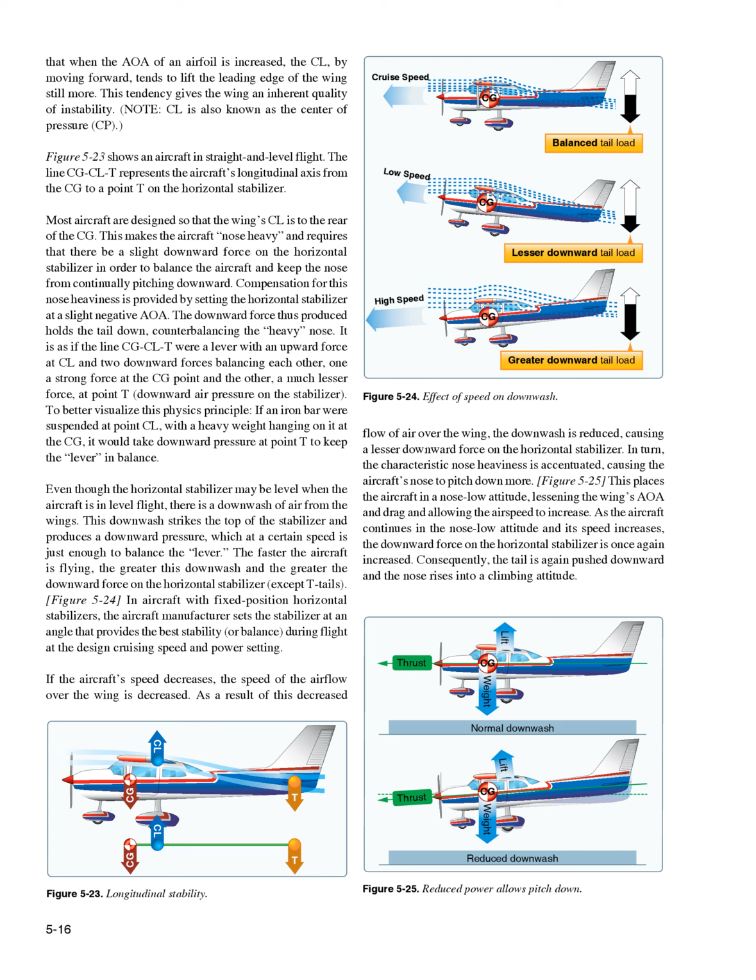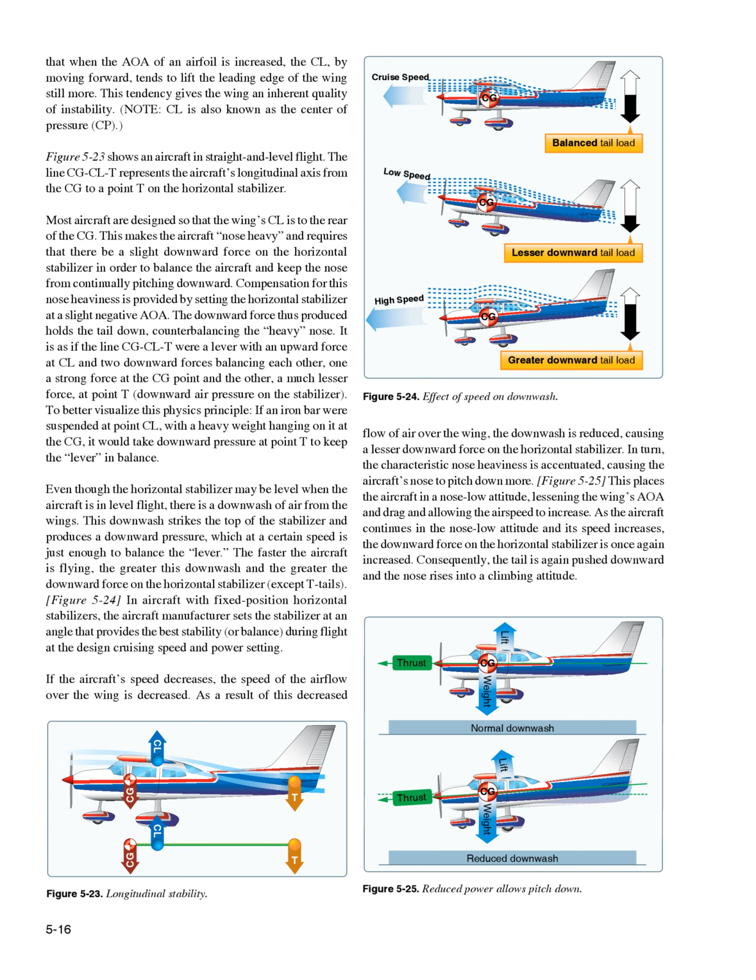Figure 5-23 shows an aircraft in straight and level flight. The line CG-CLT represents the aircraft's longitudinal axis from the CG to a point T on the horizontal stabilizer. Most aircraft are designed so that the wing's CL is to the rear of the CG. This makes the aircraft nose heavy and requires that there be a slight downward force on the horizontal stabilizer in order to balance the aircraft and keep the nose from continually pitching downward. Compensation for this nose heaviness is provided by setting the horizontal stabilizer at a slight negative AOA. The downward force thus produced holds the tail down, counterbalancing the heavy nose.